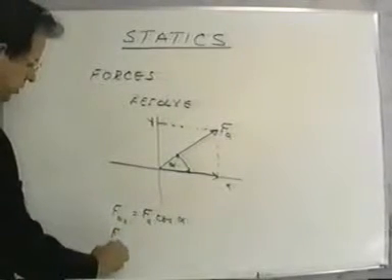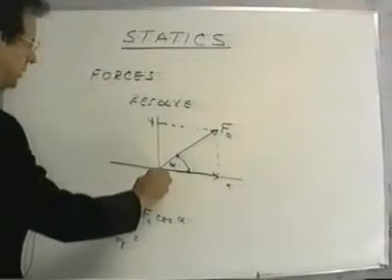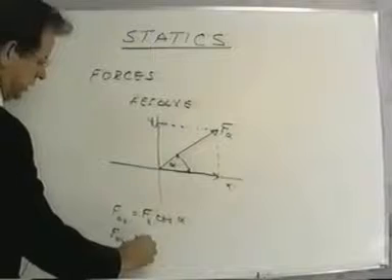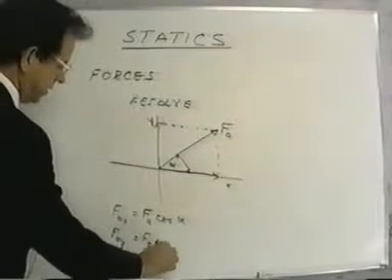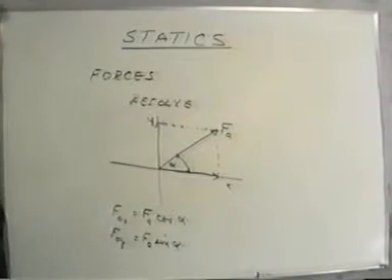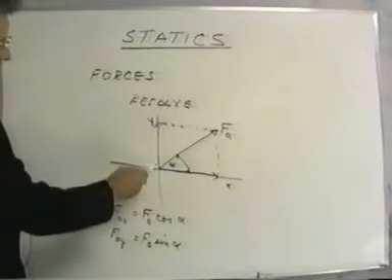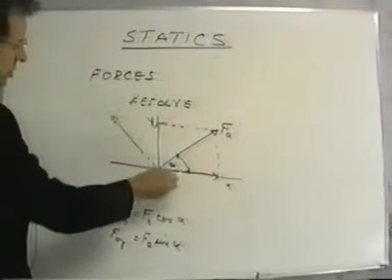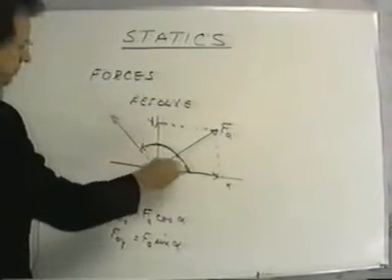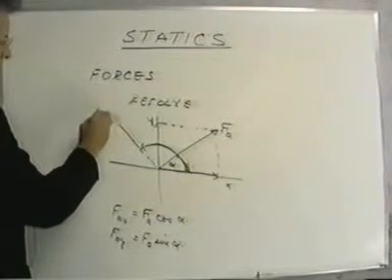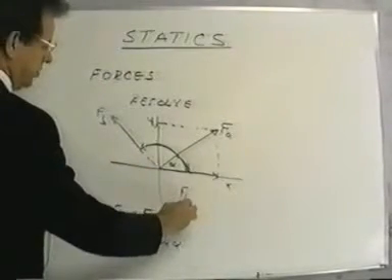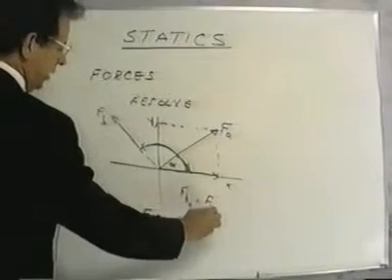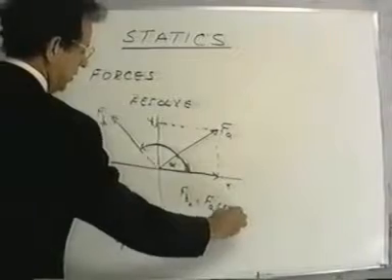And similarly, there's a component along the y-axis. Call this component F sub A sub y. That'd be the same as F sub A times the sine of alpha. So by simple trigonometry, I can resolve any force into its components. If it's over in this quadrant, nothing else changes. This now becomes the angle alpha. And if this happens to be the force F sub B, then I can say F sub B along the x-axis is equal to F sub B times the cosine of alpha.